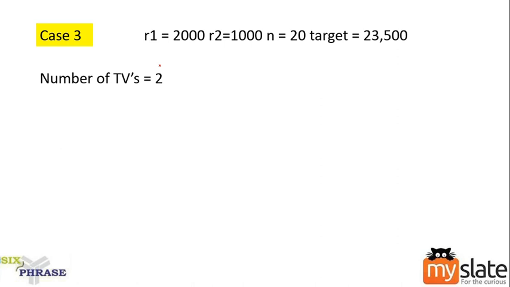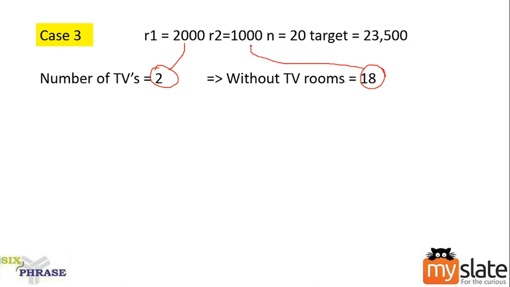When you have it as two TVs, number of rooms without TV is 18. Again, calculate the cost. Number of rooms with the TV is 2. For one room it is 2000. For two rooms it is 4000. Then without TV rooms is 18. For one room it is 1000. For 18 rooms it will be 18,000. Clear? So how will I calculate the current income?